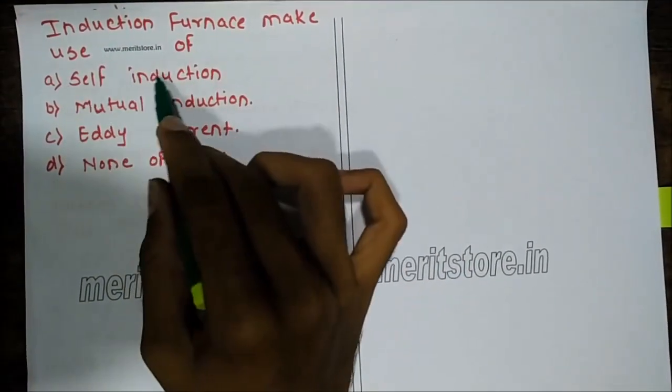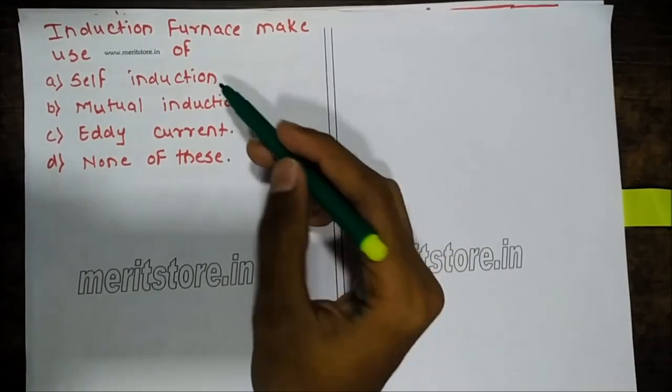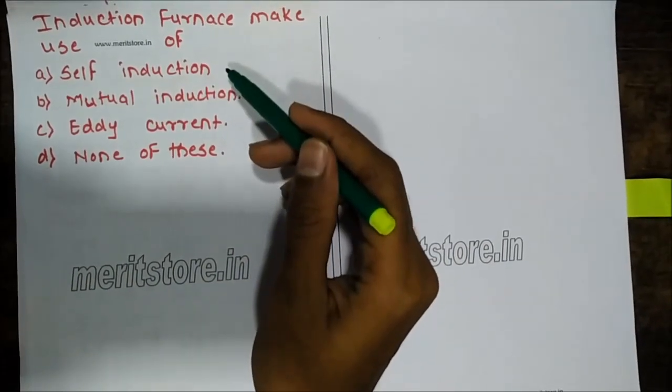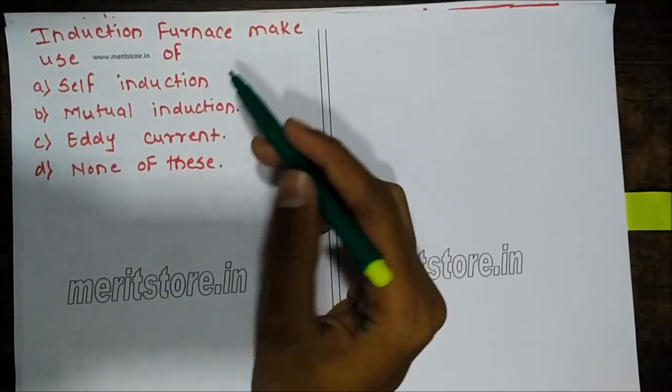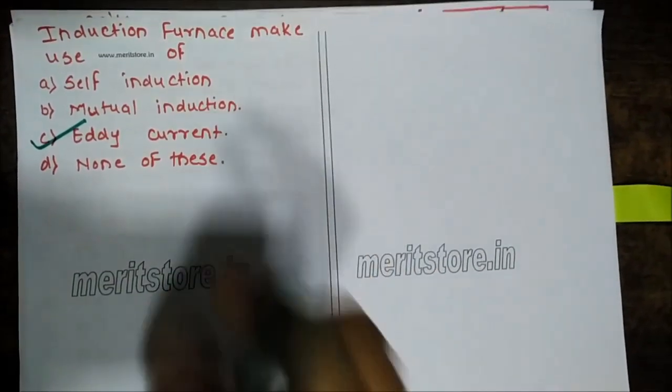Induction furnace makes use of dash: self-induction, mutual induction, eddy current, or none of these. The induction furnace doesn't work on self-induction or mutual induction. It uses the eddy current. Okay, so C, eddy current, is the correct option.